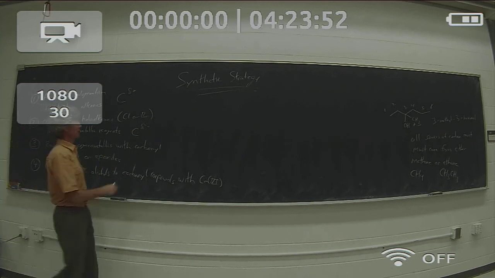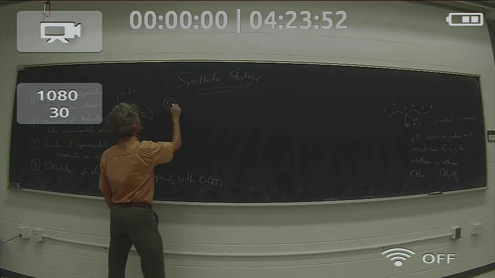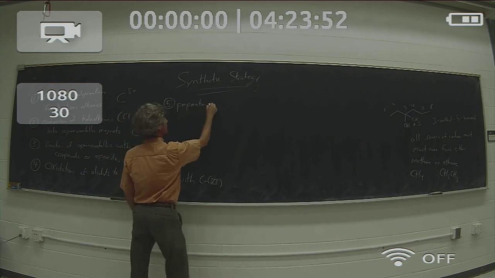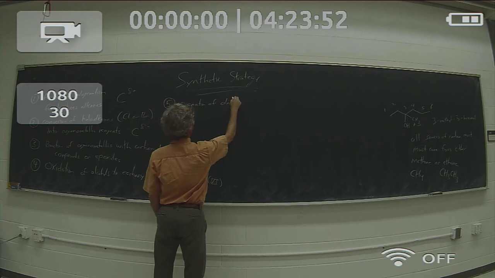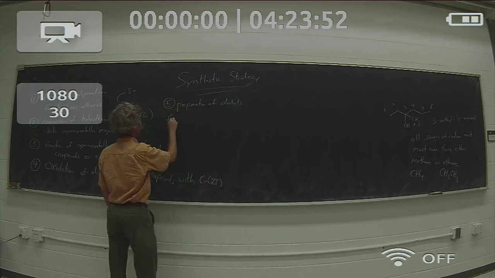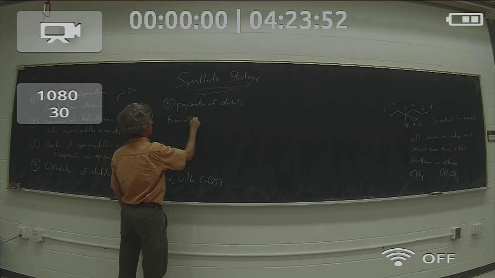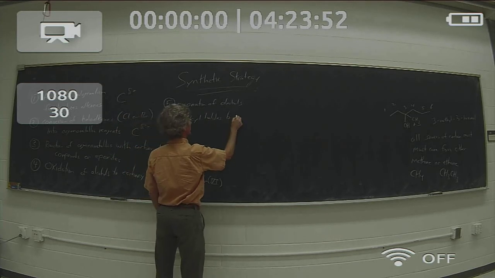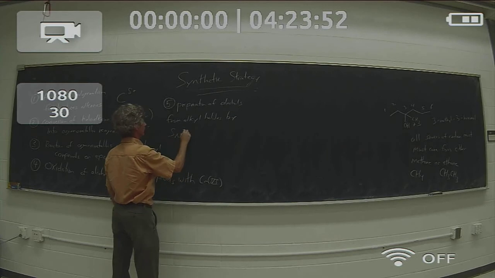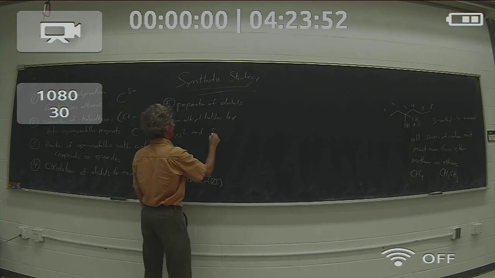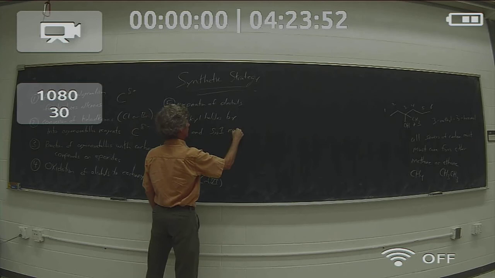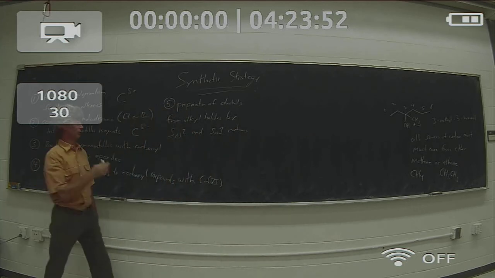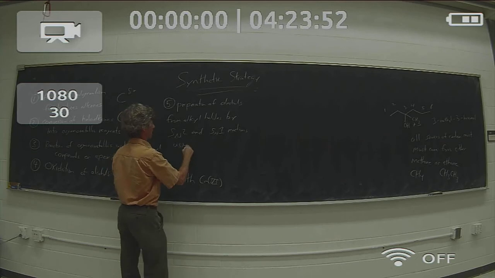And the fifth reaction we're going to need is the preparation of alcohols from alkyl halides by SN2 and SN1 reactions using oxygen nucleophiles.